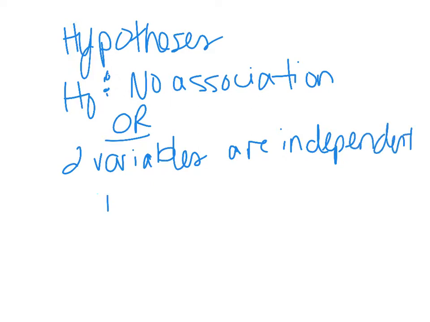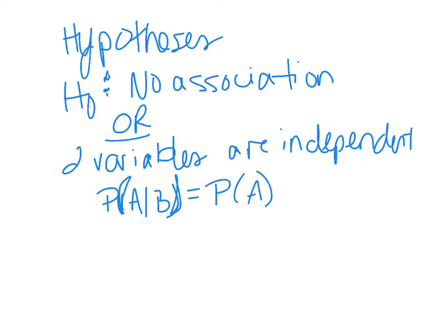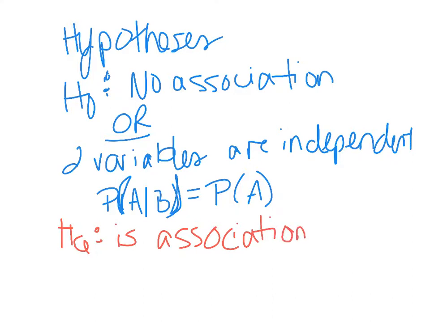And think back, remember our probability of event A given event B. If they're independent, it doesn't matter if event B occurred, it's still the same probability as if it had not occurred. That would make them independent. So our null hypothesis is either that there's no association between our two variables, or the two variables are independent, which means that our alternative hypothesis then is that there is an association between the two variables. So there is some kind of association or a relationship between the two variables, or I could word that as they are not independent.